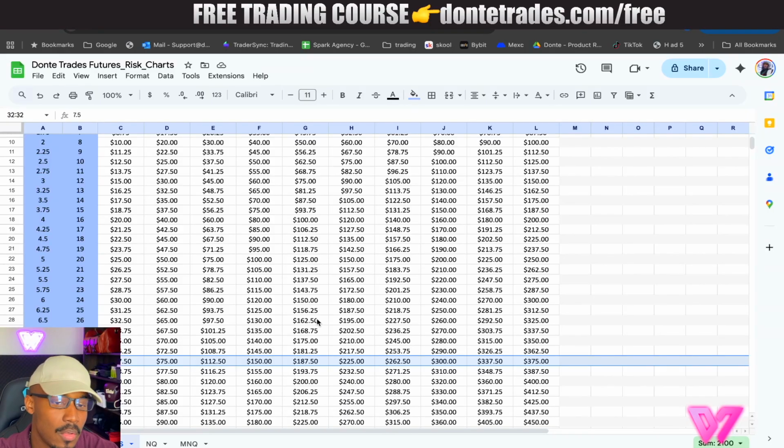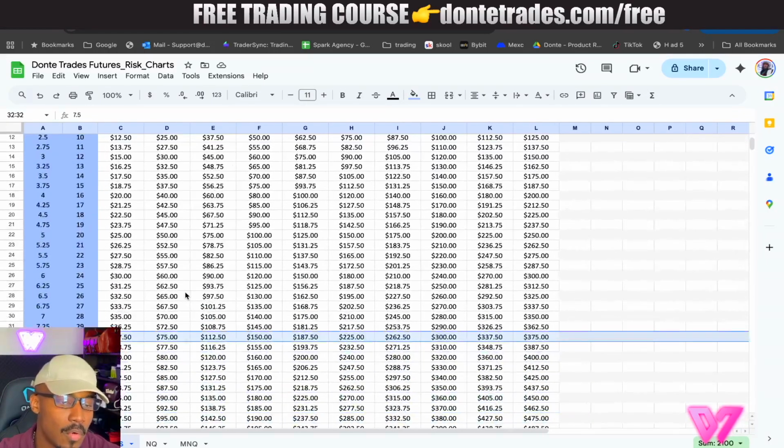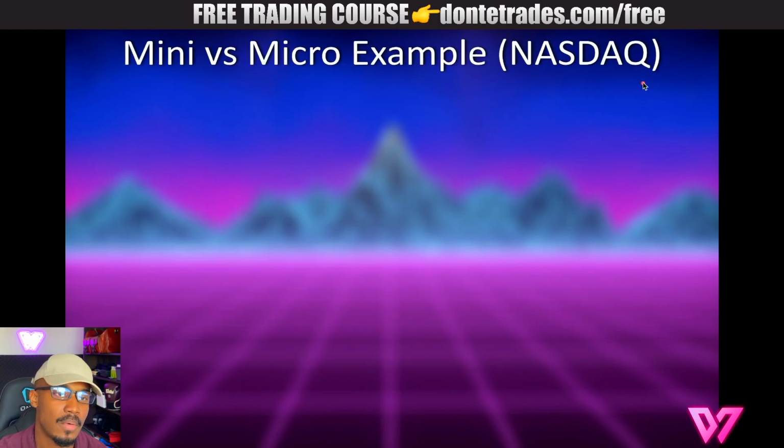But again, just make sure you use this wisely, because micros are totally fine, but they're just quite a bit more expensive when it comes to fees and stuff like that. It's nothing crazy, but it is more expensive than the normal ES, right? So again, that's why you will use micros. And also too, people like to scale in and out of trades using micros, which we're not going to get too much into in this video.